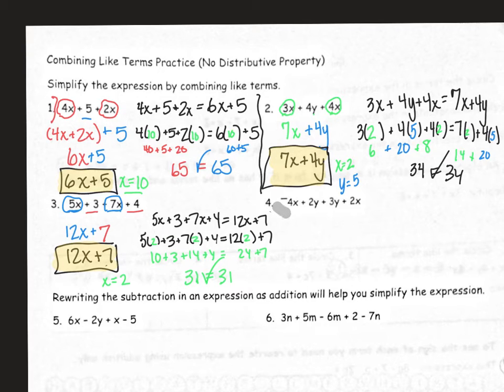So I want to talk to you about what to do when you have a negative. So negative 4x plus 2x. So I'm adding negative 4x's plus 2x's. And then I'm going to add 2y plus 3y.